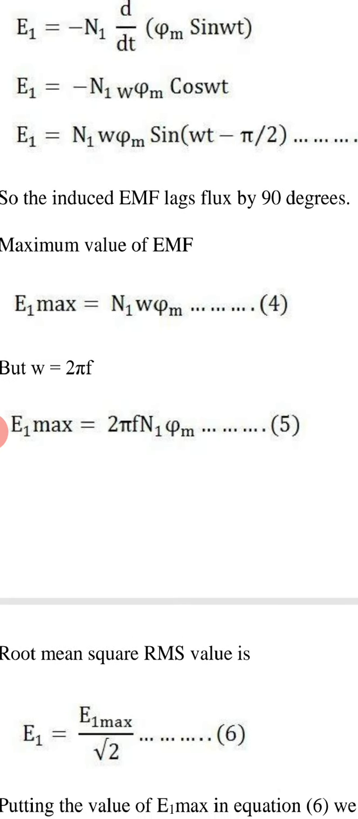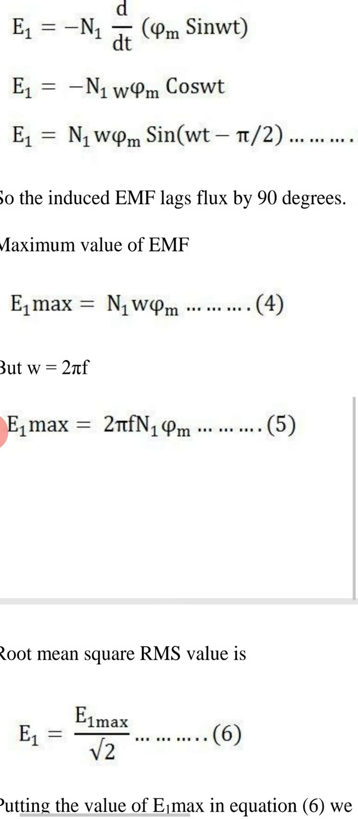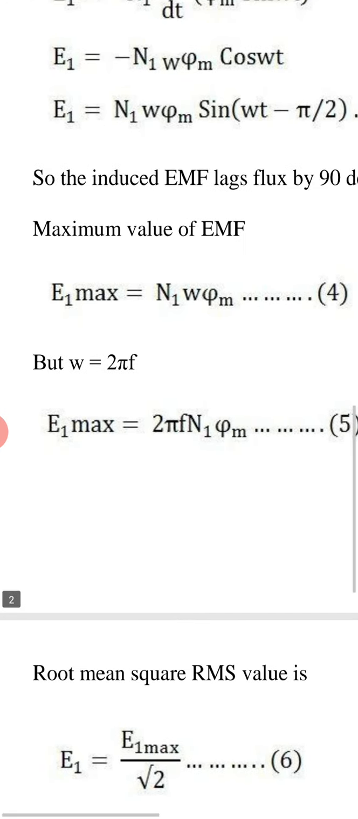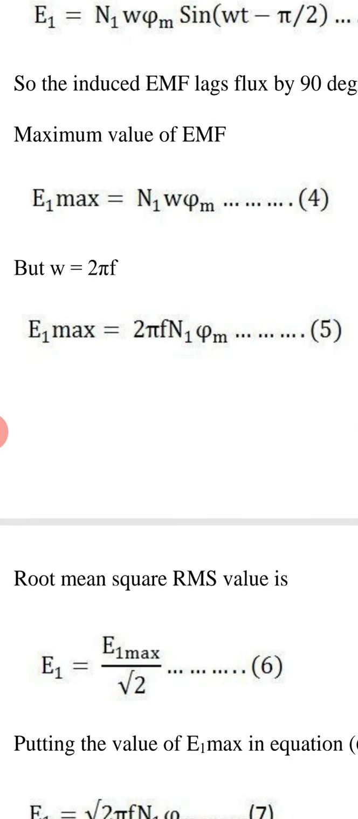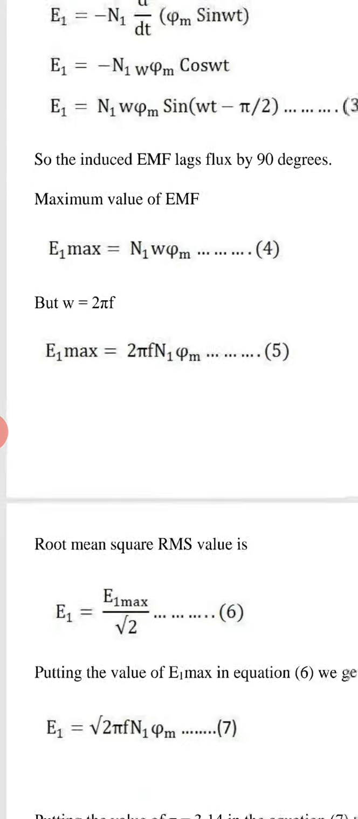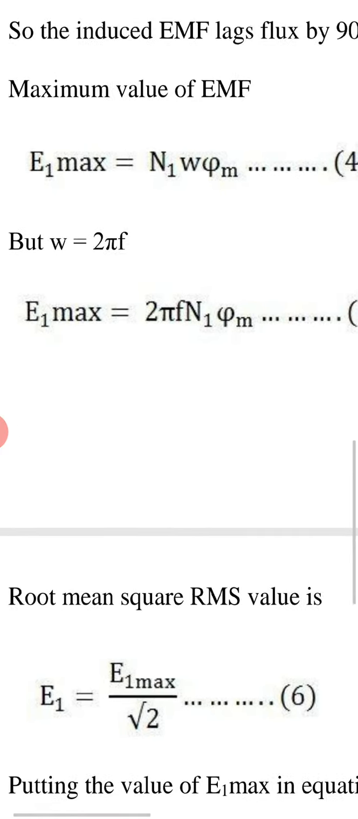Now the maximum value of the EMF is E1 max is equal to N1 omega phi m. So this is equation number 4. But we know that omega is equal to 2 pi f. So putting the value of omega in equation number 4, we get E1 max is equal to 2 pi f N1 phi m, where f is the supply frequency, N1 is the number of turns in the primary winding, and phi m is the maximum value of flux. So this is the maximum value, the peak value of the induced EMF.